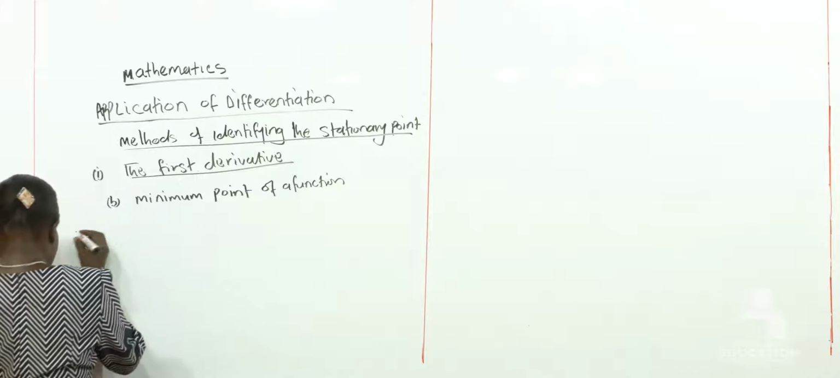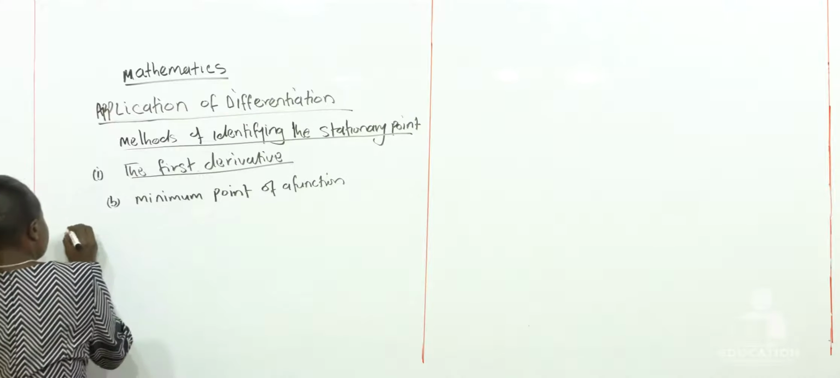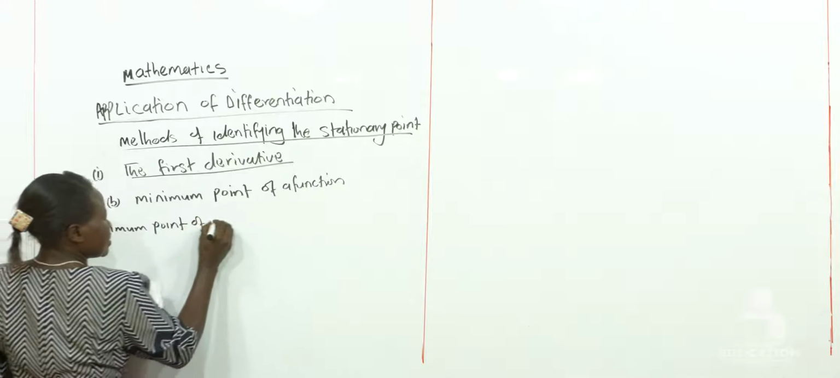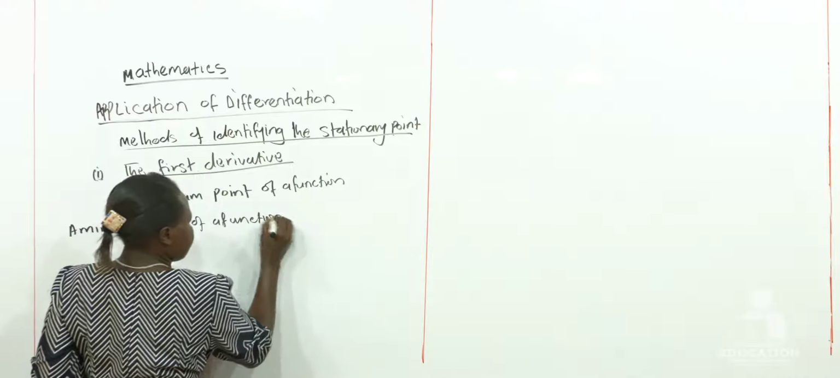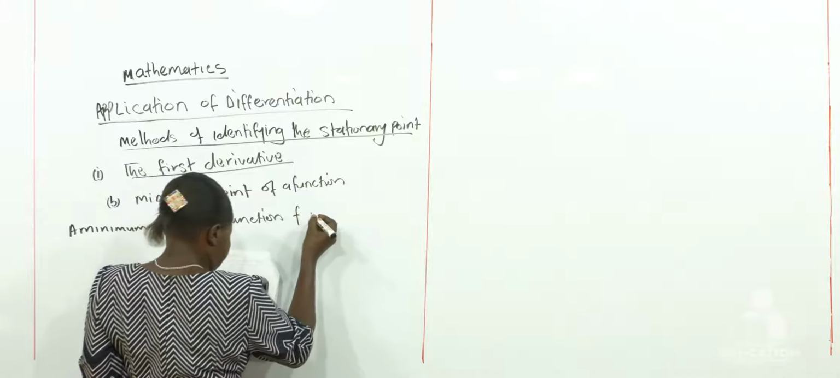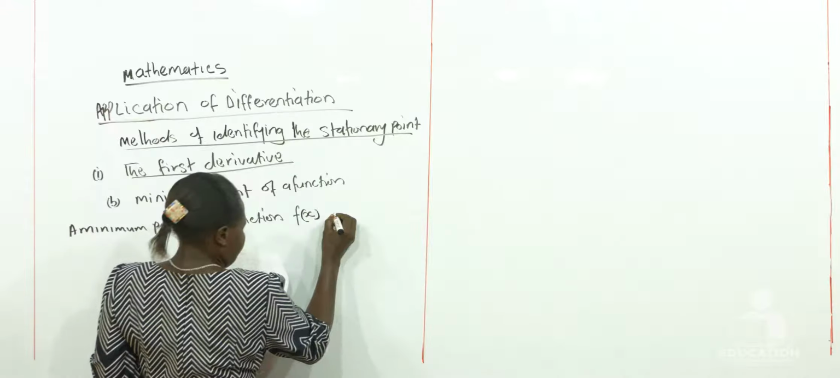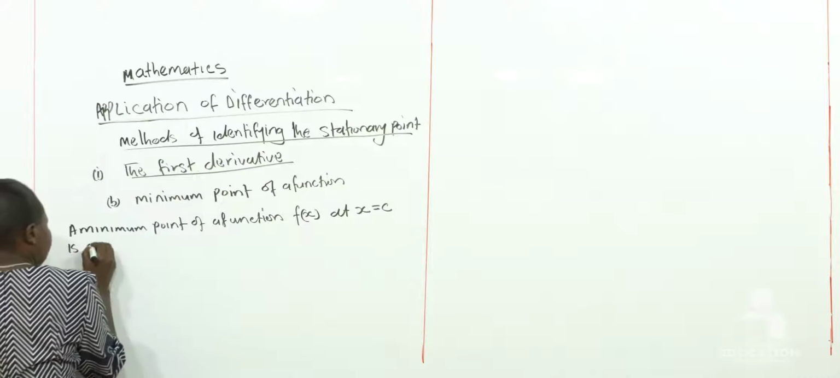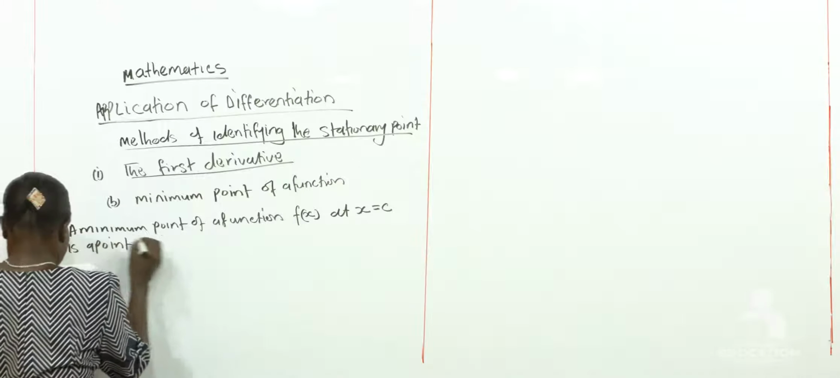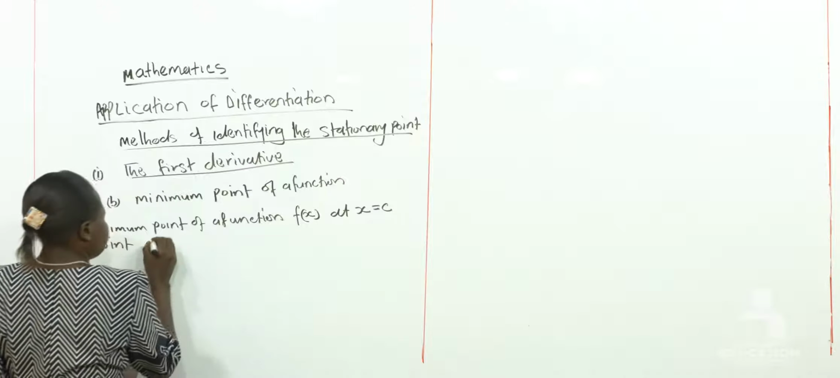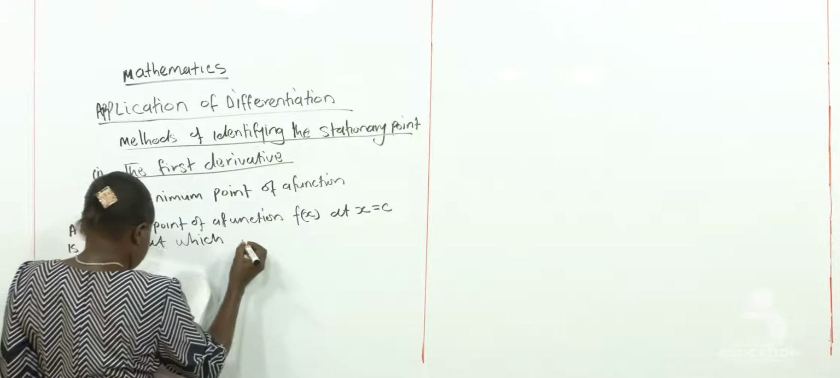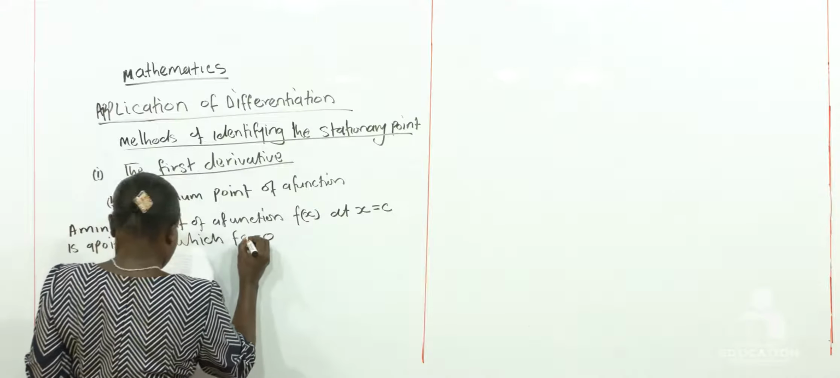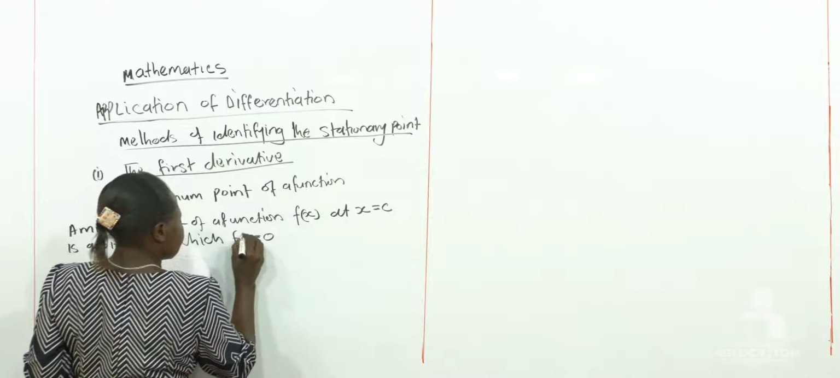So when it comes to this, we simply say a minimum point of a function f(x) at x equals c is a point at which f'(c) equals 0.